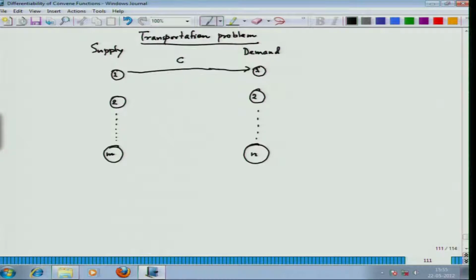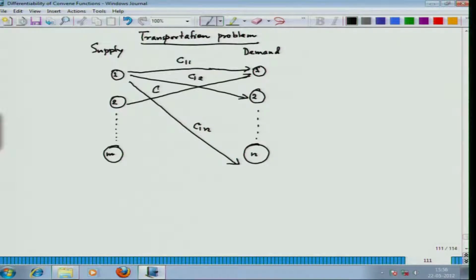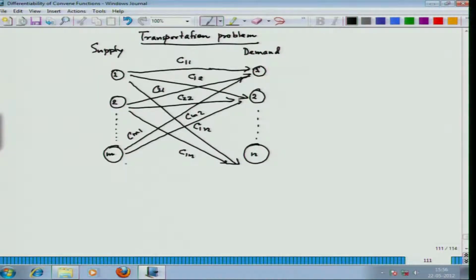So, to go from 1 to 1, I have C11. From 1 to 2 I have C12, from 1 to n I have C1n. Similarly, for the second point C21, and so on. These are the costs involved in transferring from a Flipkart warehouse to a demand point, C1n, and so forth. You can do the same for the others also. For the m-th one you have CM1, CM2 and CMN. So, this is something like a transportation network.